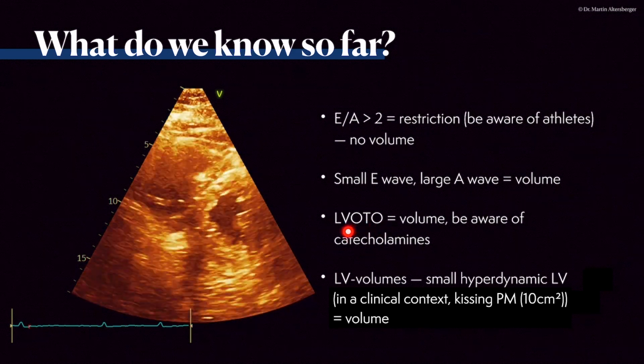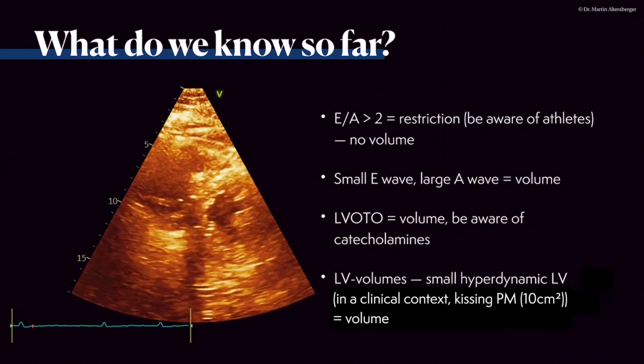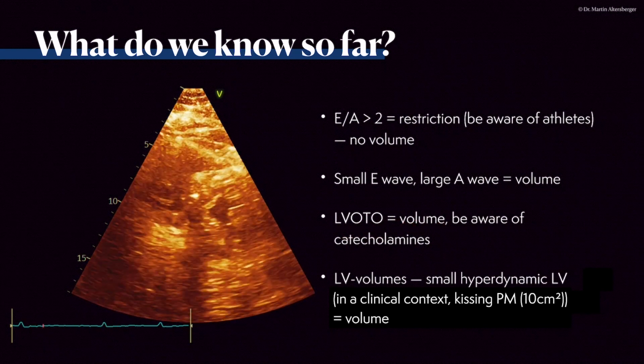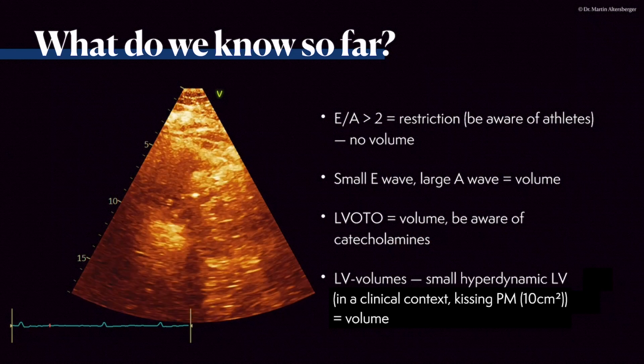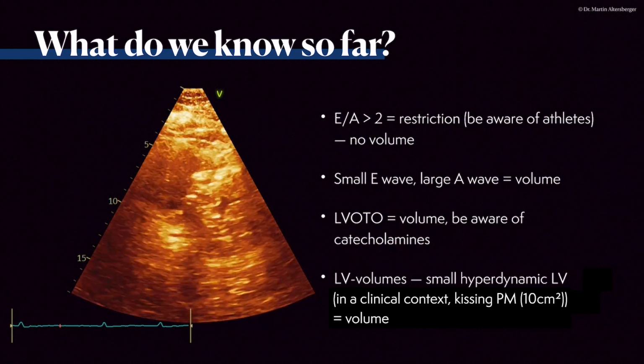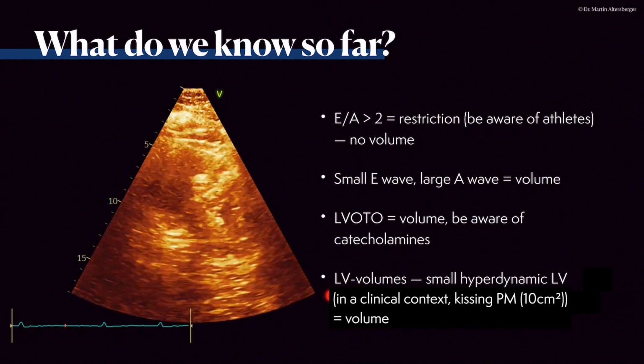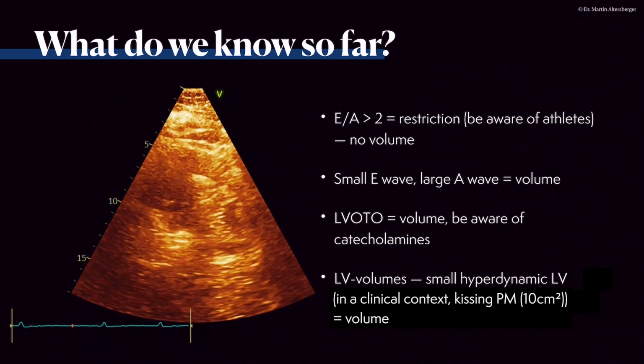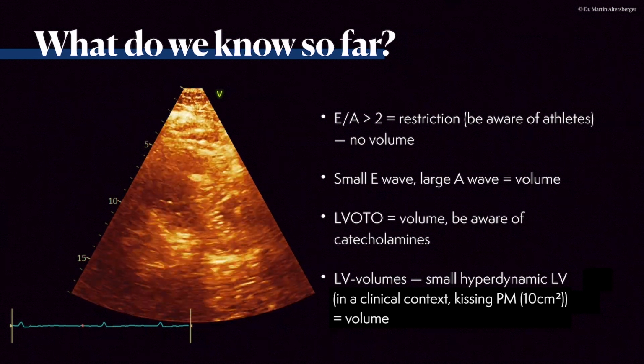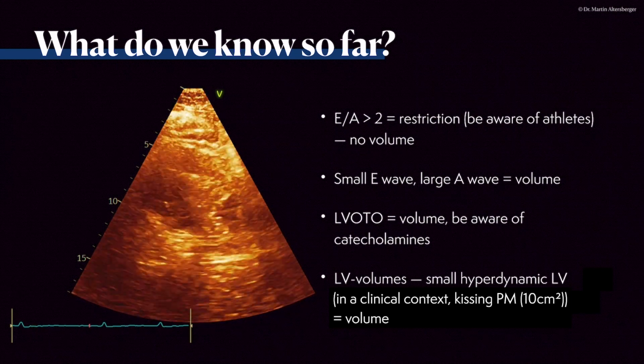The LVOT obstruction shows you that this patient will more likely need volume, and you have to be really careful with catecholamines to not worsen the LVOT obstruction. And furthermore, you can check the left ventricle. The left ventricle, if it is small and hyperdynamic, this is the patient we have discussed before with the TAVR.